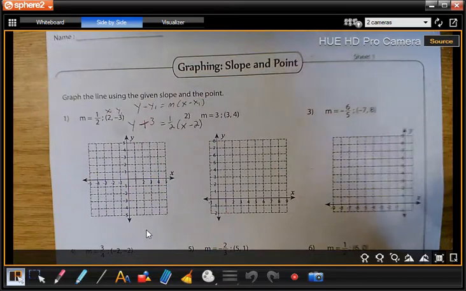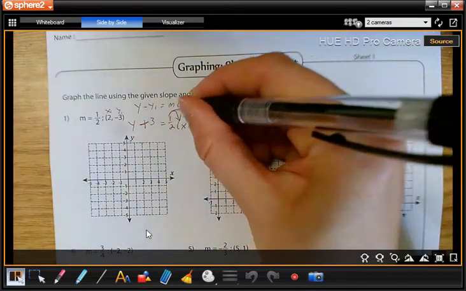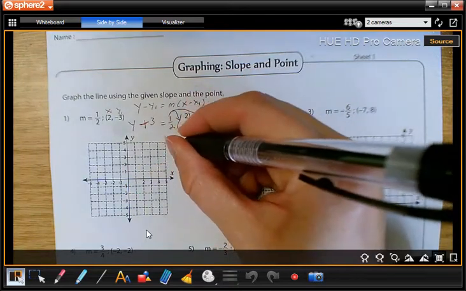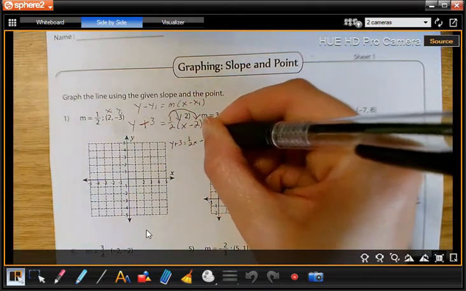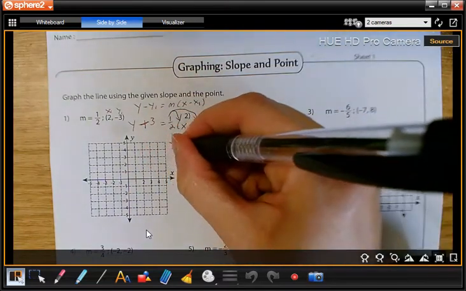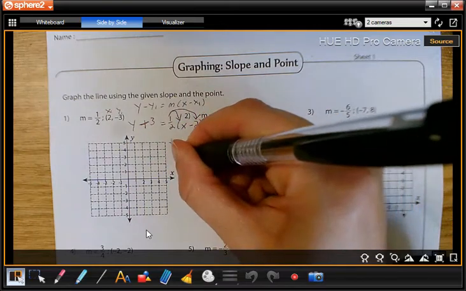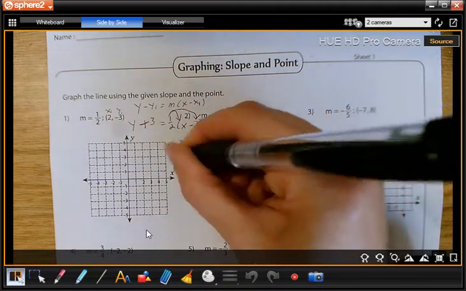And now if we want to change this to slope-intercept form, we distribute the 1/2. So we get y plus 3 equals 1/2 x minus 1, because half of 2 is 1. And then we're just going to subtract 3 from both sides. So we get y equals 1/2 x minus 4.